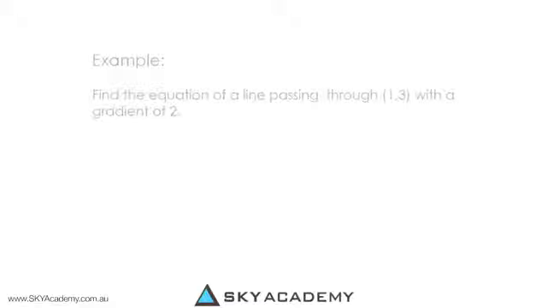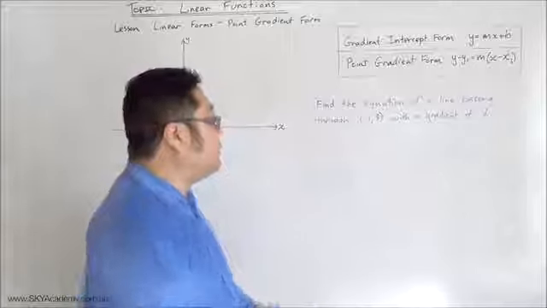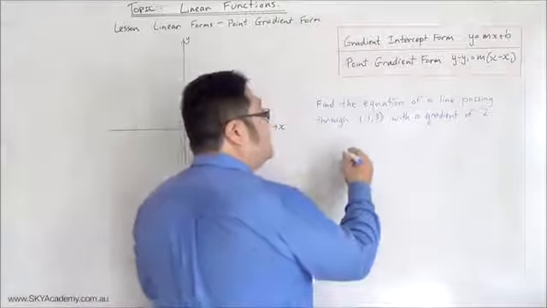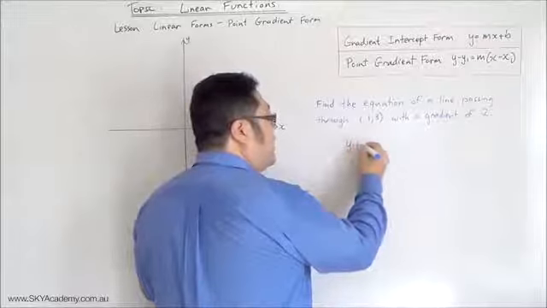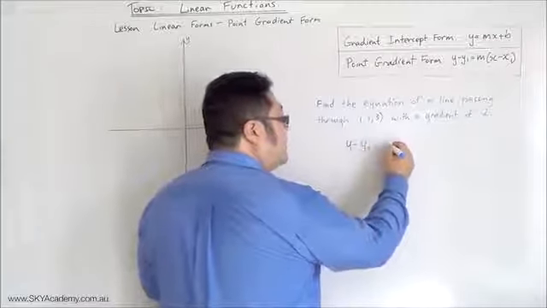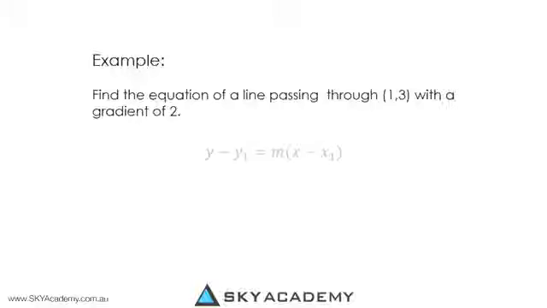Okay, so let's look at a specific example. Find the equation of a line passing through the point (1, 3) with a gradient of 2. First thing we do is we write the formula: y minus y1 is equal to m(x minus x1).